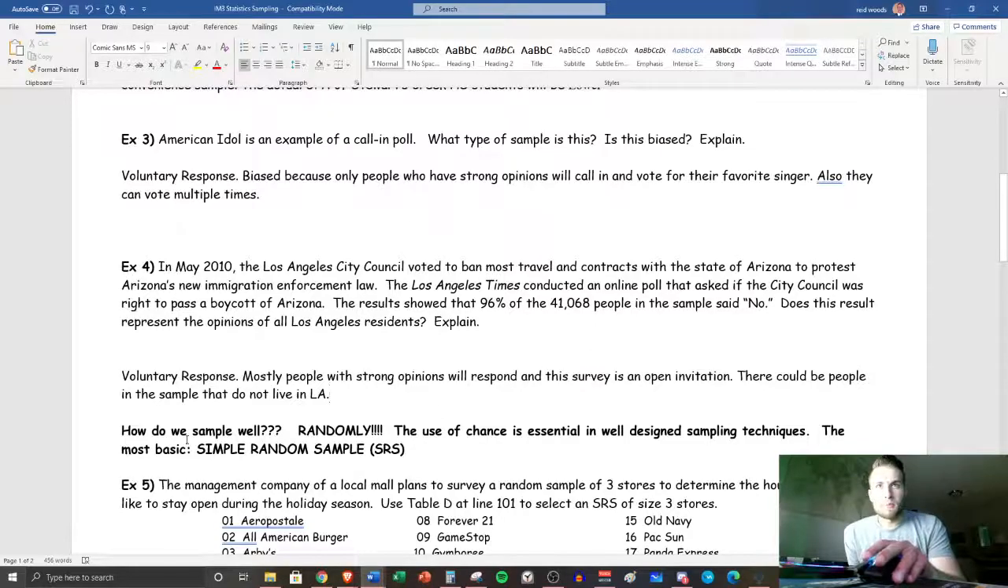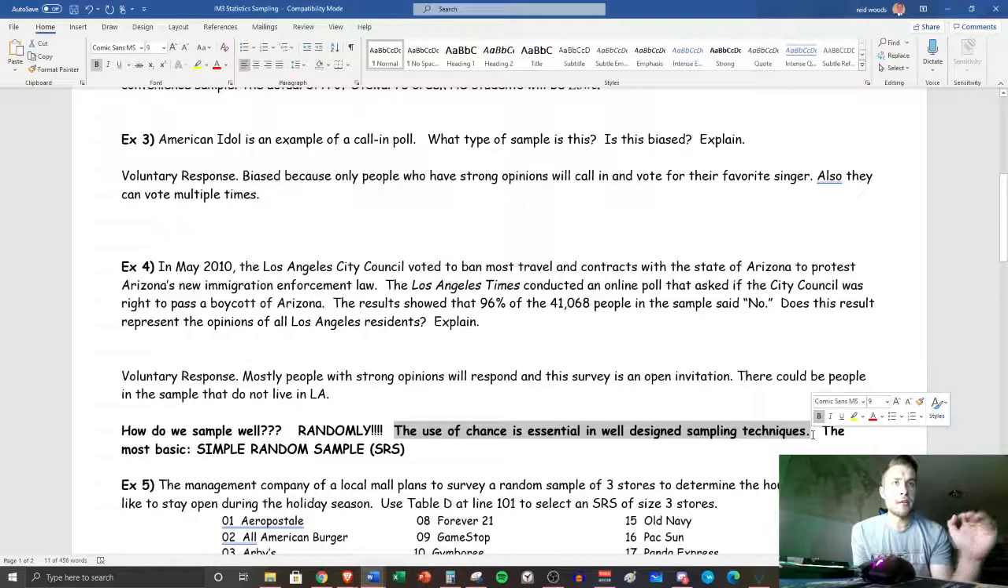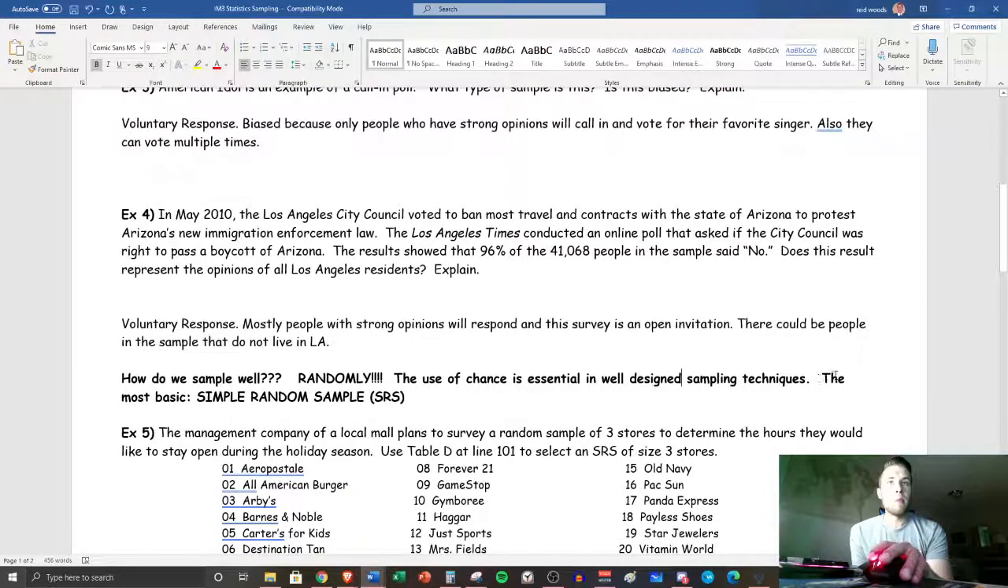So how do we sample well? This is already in the sheet for you, but how do we sample well? Well, it's got to be random. You have to take a random sample. The use of chance is essential in well-designed sampling techniques. I would draw a line in your notes again and say, how do we sample well? It says the most basic is the simple random sample.